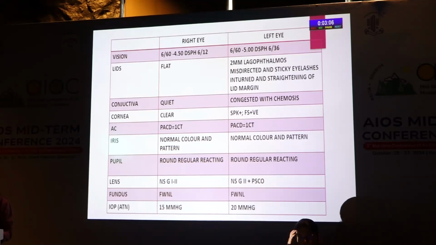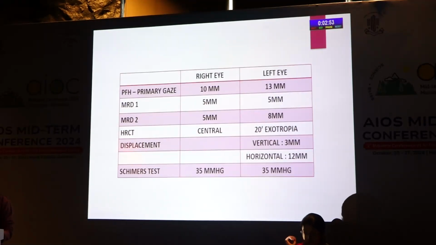Normal anterior chamber depth with the normal color and pattern of the iris, round, regular, reacting pupil with NS grade 2 and posterior subcapsular opacity, with fundus normal and intraocular pressure normal. Coming to palpebral fissure height in the right eye, it is 10 mm, MRD1 5 mm, MRD2 5 mm, and Hertel's is central, and Schirmer's test is 35 millimeters.